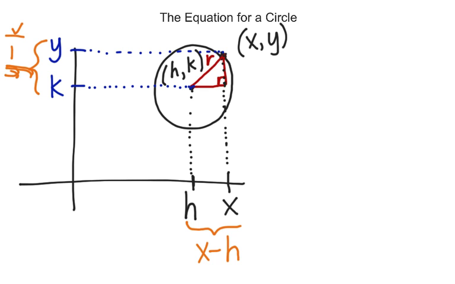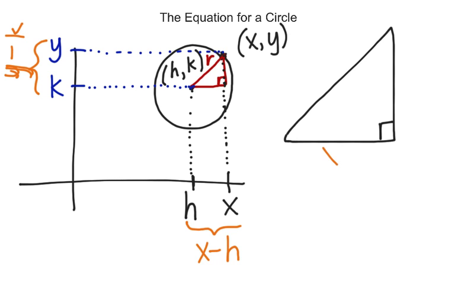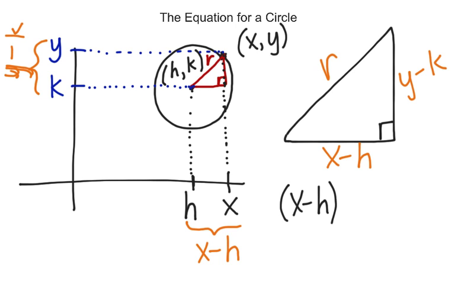So if I take what I have here and enlarge it, let's look at just the triangle itself. Right now, the base of our triangle is x minus h. The height of my triangle is y minus k. And the hypotenuse of this triangle is r, the radius. So now you have all three sides of your triangle, and you can use the Pythagorean theorem to relate all three. That would be the base, which is x minus h, the quantity squared, plus the height of the triangle, which is y minus k, the quantity squared, is equal to the radius squared.